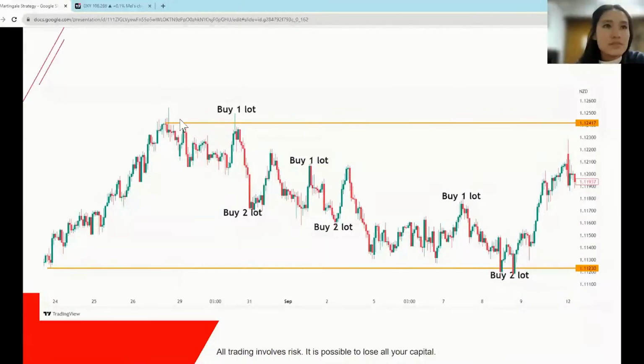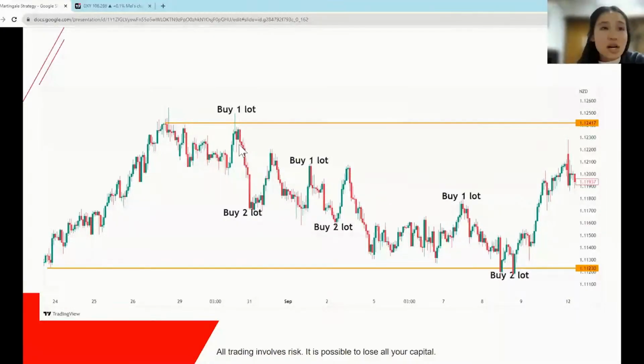Oh, actually, if I'm going in for a buy, I will place my take profit on top, and my stop loss will be below, since obviously I'm going in for a buy. But in this case, because we are using the martingale strategy, you don't want to be stopped out. No matter what, you don't want to be stopped out.